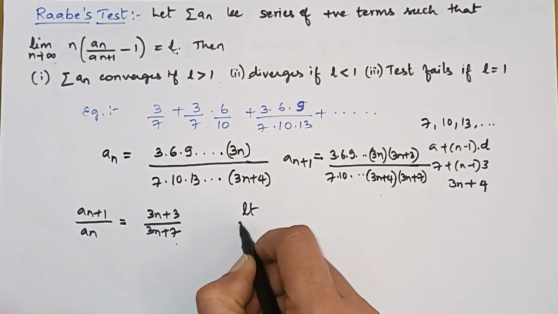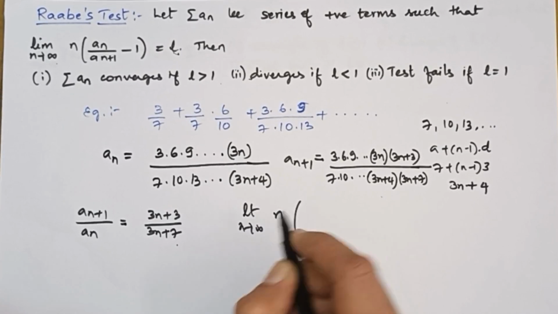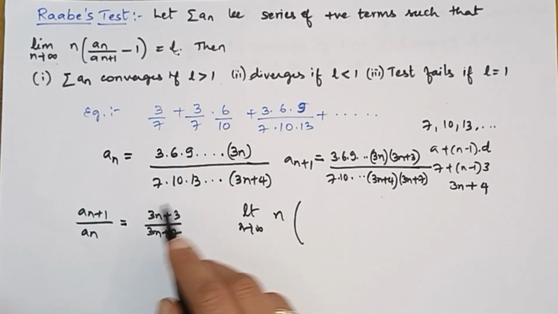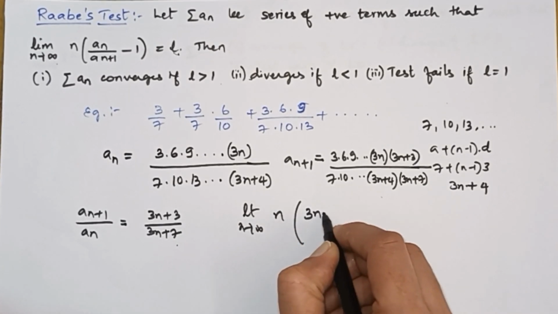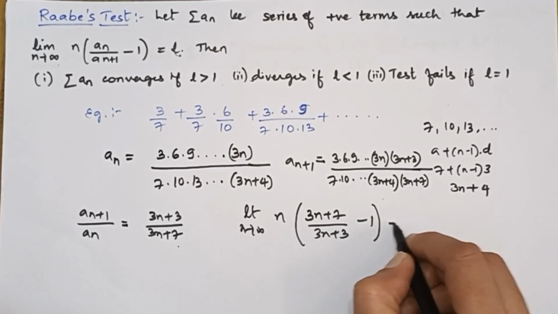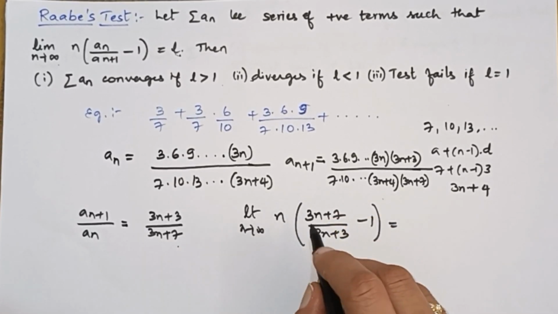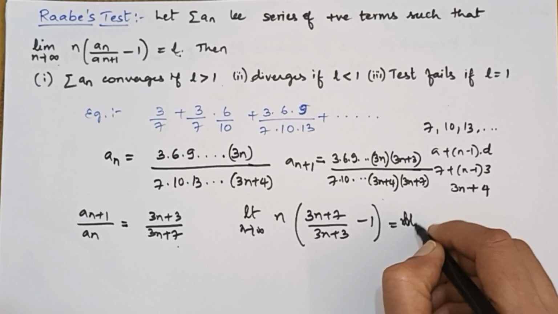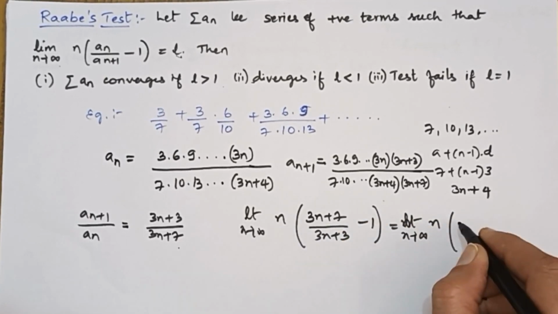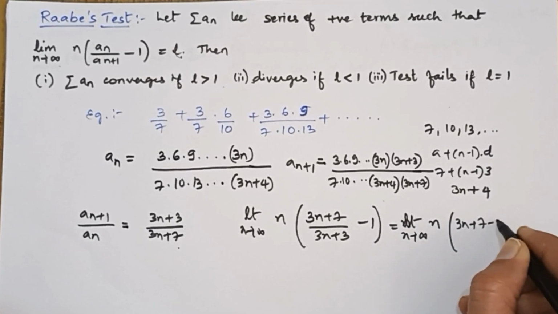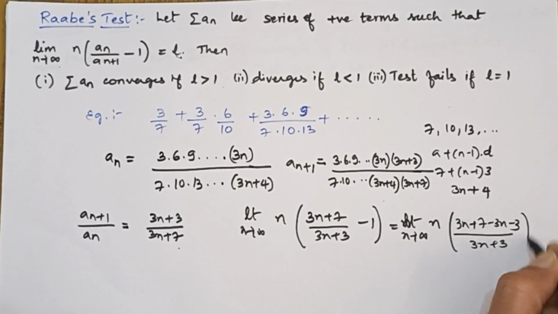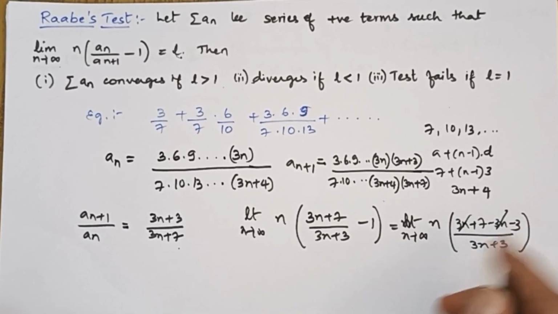I will apply limit n tends to infinity n into (an by an plus 1 minus 1). Just take the reciprocal of this. So, 3n plus 7 by 3n plus 3 minus 1. Let us find out the limiting value of this limit, n tends to infinity, n into (3n plus 7. Take LCM. Minus 3n minus 3) divided by 3n plus 3. So 3n minus 3n cancels.